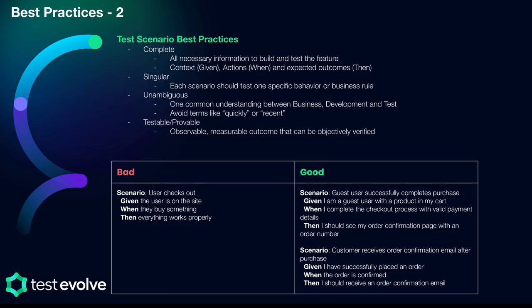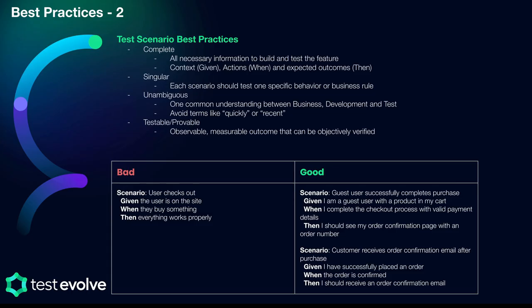Next up, singular. Each scenario should test one specific behavior or business rule. The temptation is always going to be to have one requirement or scenario that tests everything along the path to avoid taking that path again. If you've got a really long checkout flow, having it test multiple things along the way so you don't have to do it again is actually bad practice. Each scenario should have a clear purpose and a reason to fail.